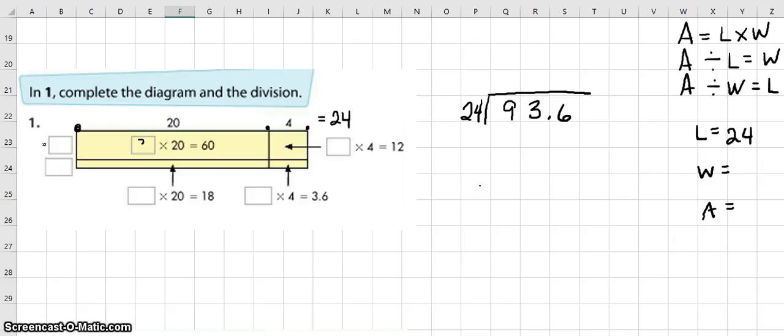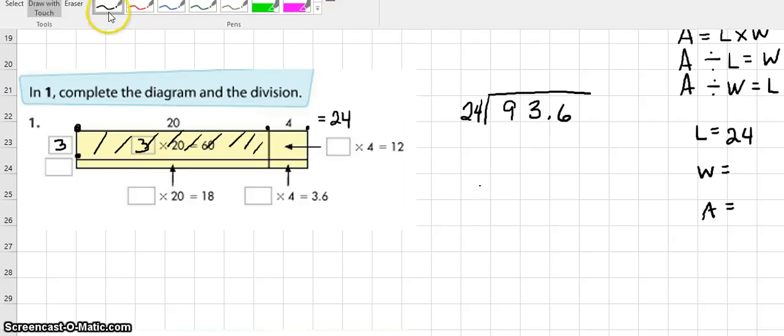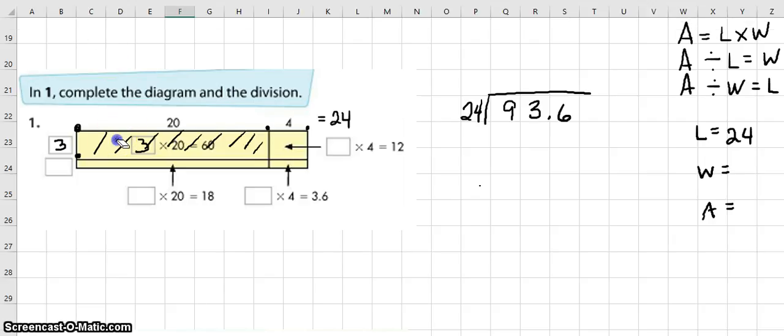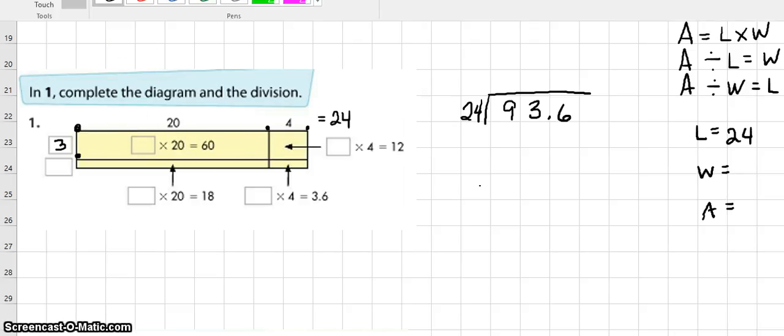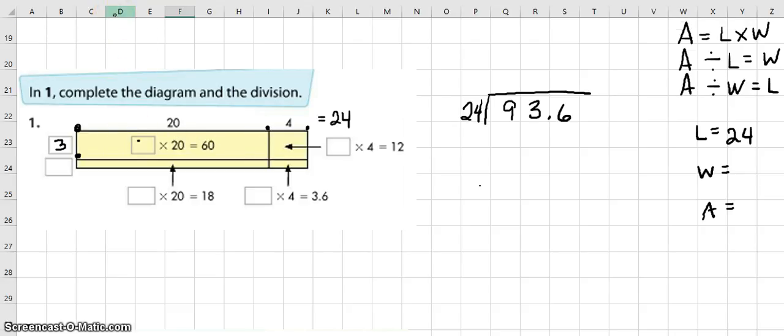So 3 times 20 equals 60. That means from here to here is 3, because 3 times 20 equals 60. That means inside of here is 60. The area inside of that rectangle is 60. Let's put that back. There's my 3.